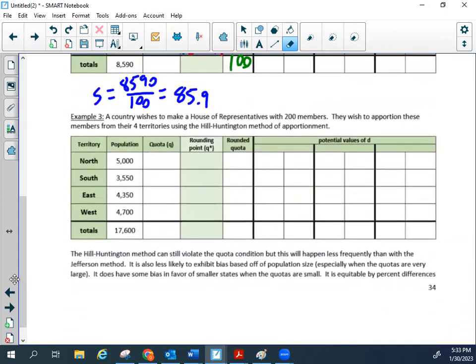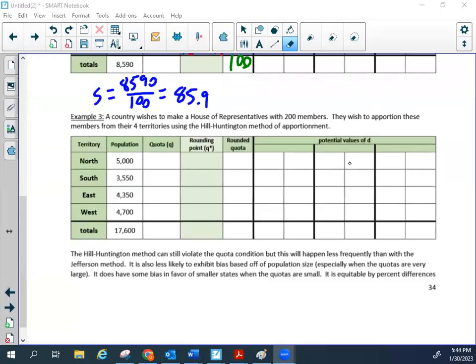This next one, we're not so lucky. This right here is actually an example of a really hard question. I'm actually going to give you a little more information here than I normally would. So first, obviously, we find our standard divisor.